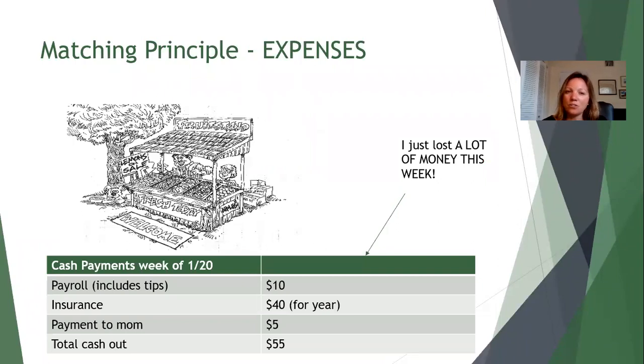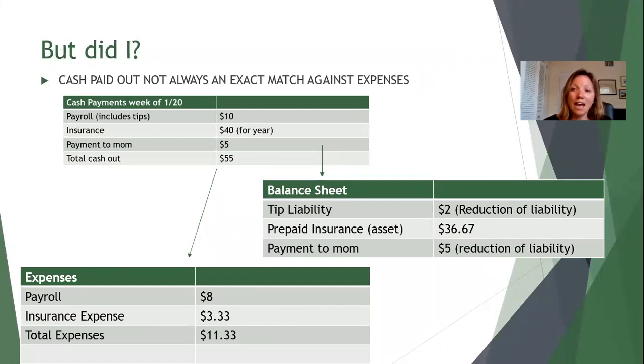So let's go through our expenses using the matching principle. Here, let's say I'm looking at my week, I'm looking at my bank statement, and I'm like, oh my gosh, I spent $55 this week, right? That's the cash that went out. Well, that's because I paid my payroll, I had my insurance, maybe a policy for a year, I also had a payment to my mom from the lemonade stand, and that's my total cash out. So all of a sudden, it's like, oh my gosh, I lost all this money. But what we want to do is make sure that we have that cash recorded in the right places so that what's on my P&L reflects my expenses for this time period that I'm looking at.